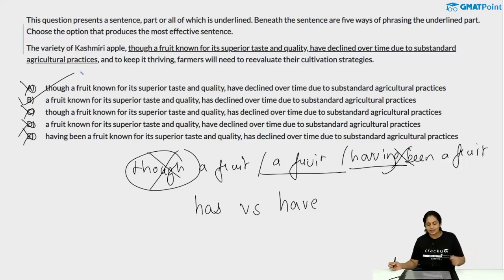So the variety has declined over time due to substandard agricultural practices. So option B is the right answer.